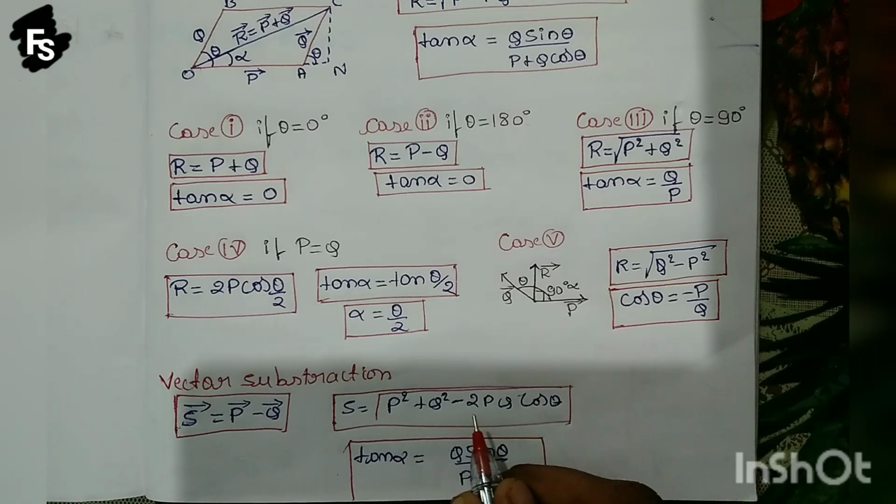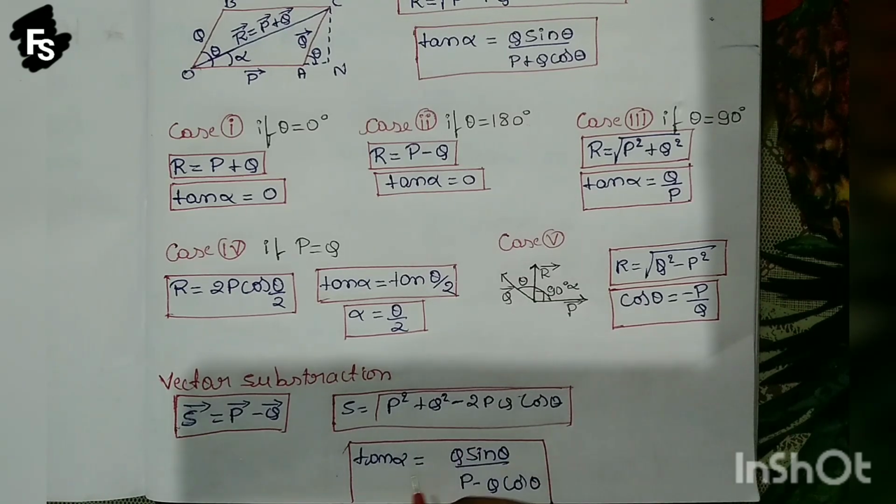The only change in the formula of vector subtraction compared to vector addition is the minus. Then the direction will be found by tan alpha equals q sin theta by p minus q cos theta. Here the minus will be changed.